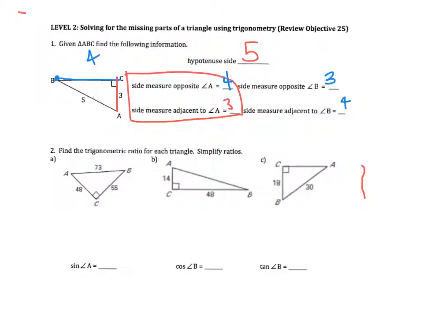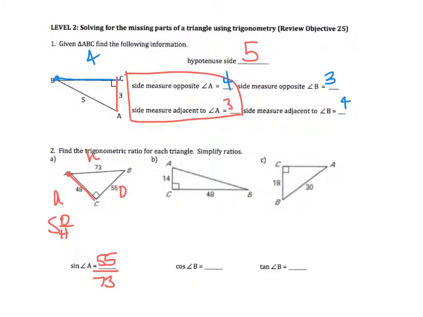All right, and now we're going to find the trig ratio for each triangle. Simplify all ratios. You always want to simplify. So in A, it says find the sine of angle A. So pencil on A, draw us to the right angle. That's your adjacent side, your hypotenuse, and your opposite. So sine is opposite over hypotenuse. The opposite side is 55, and your hypotenuse is 73. And I don't think that can be simplified.